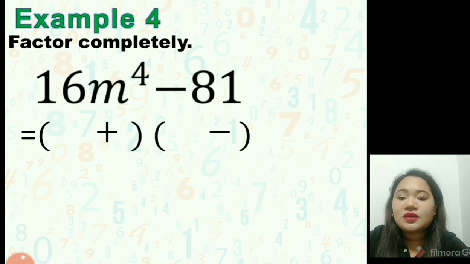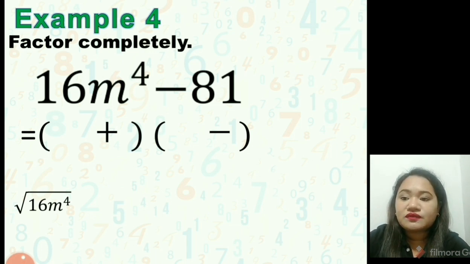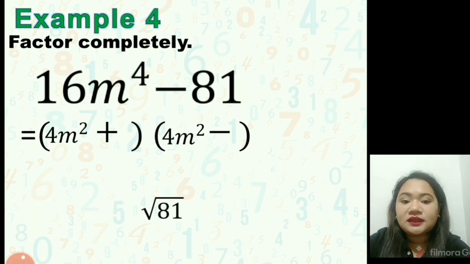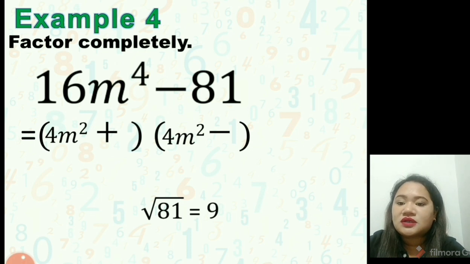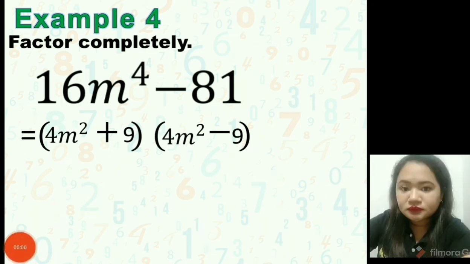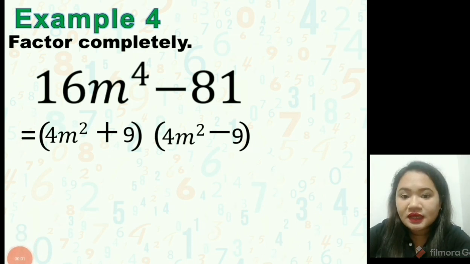And then get the square root of the first term, which is 16m raised to 4. The square root of 16m raised to 4 is 4m squared. So that is our first term of the binomial factors. And then, get the square root of the second term. The square root of 81 is equal to 9, so that will be the second term of our binomial factors. The answer is 4m squared plus 9 times 4m squared minus 9.